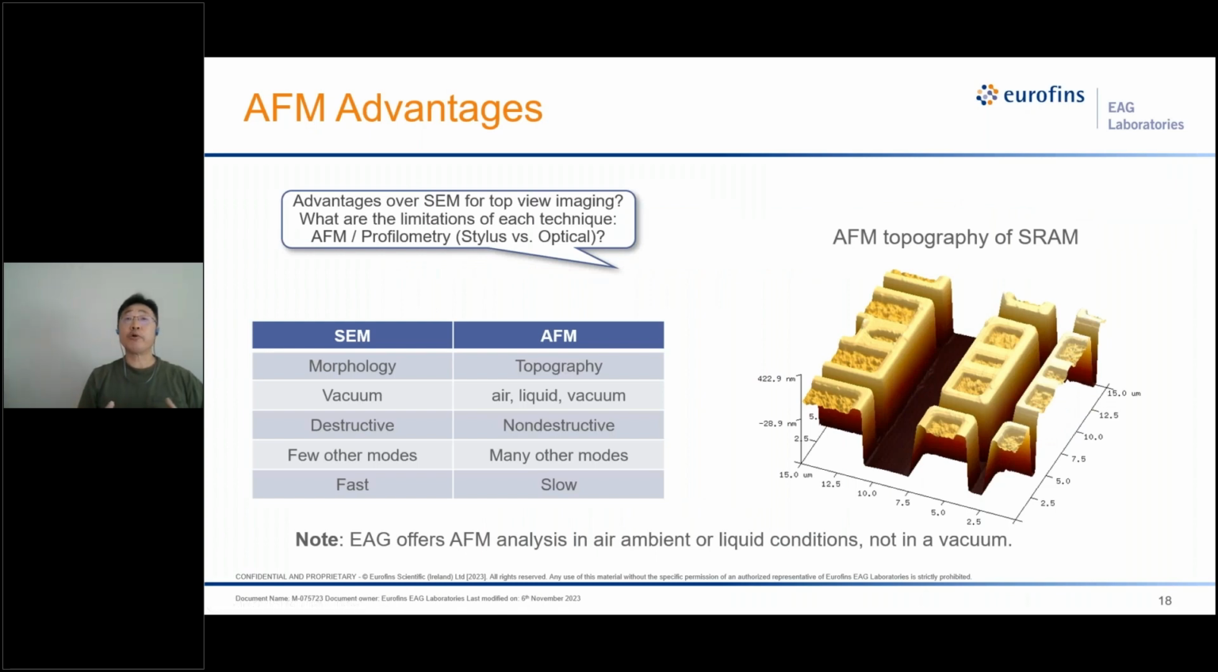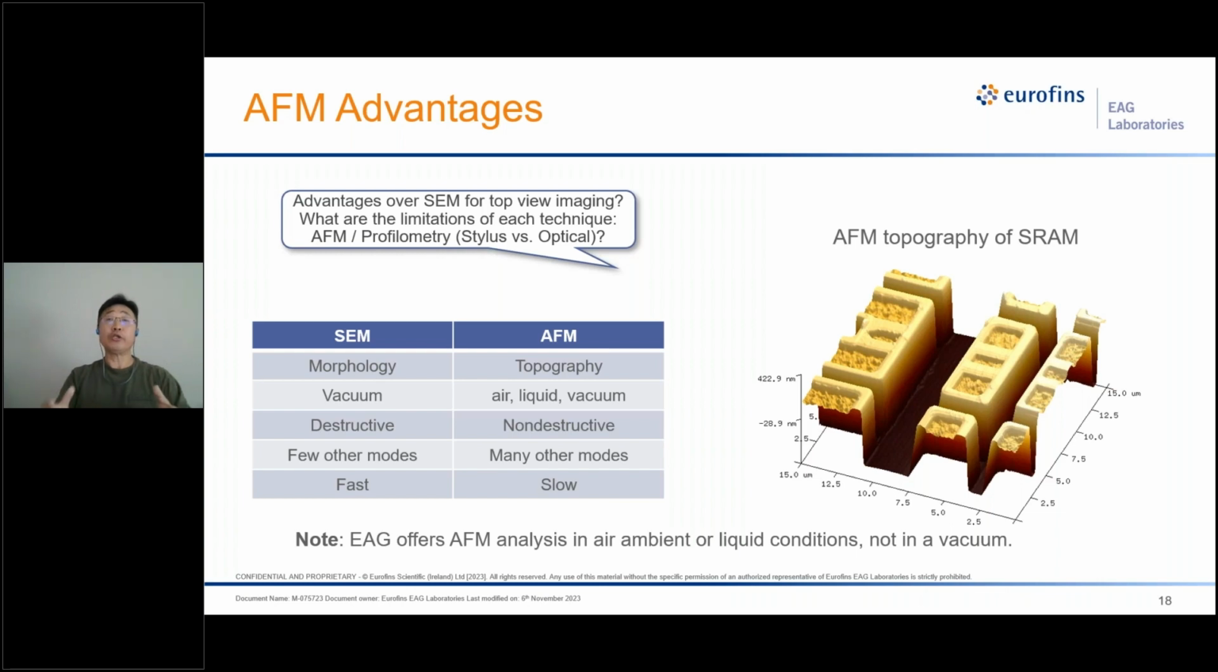Here, the question was about the AFM advantage over SEM. In all the AFM examples that I have shown, you get topography, a three-dimensional image in which you can quantify feature size in all dimensions, in lateral and vertical directions. With SEM, you are limited to 2D morphology, no quantifiable height information, and the analysis must be done in a vacuum.